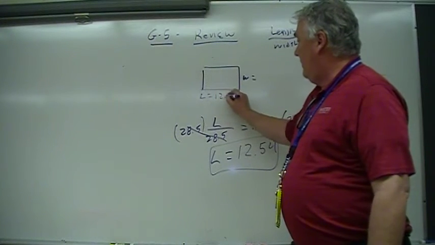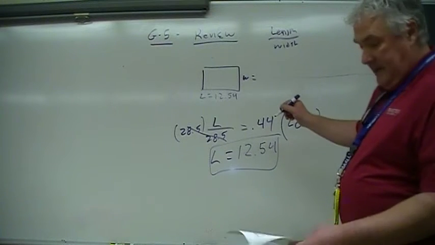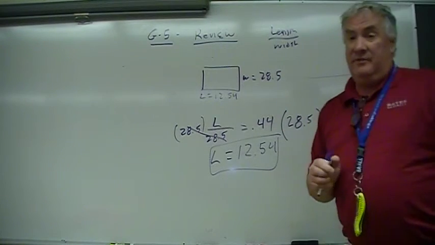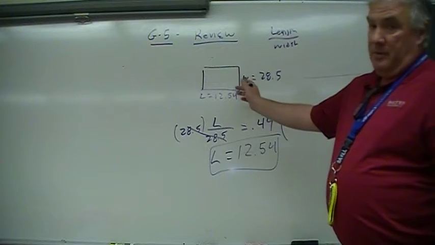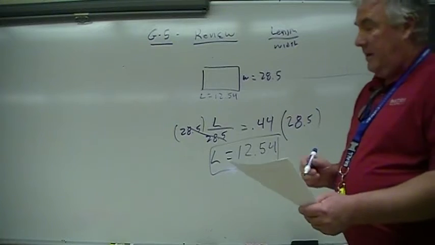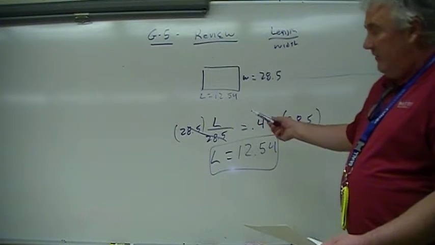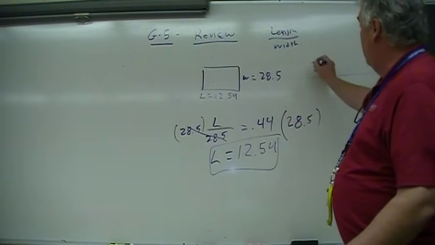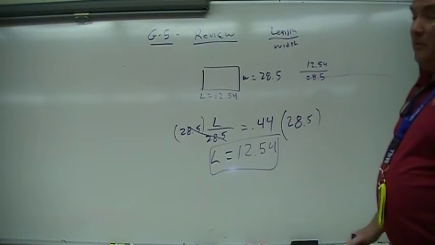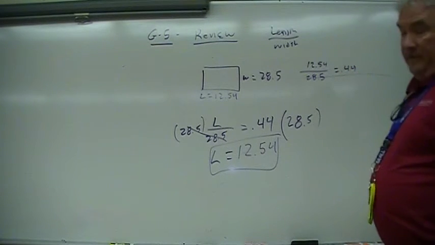So the length will be 12.54. The width we gave you was 28.5. Now, my apologies, visually, this doesn't quite match up. Okay, so it's not drawn to scale, but the figures just kind of show that's what it would be. Let's go back just to make sure it's okay. The ratio of length to width is 0.44. So if you do this divided by this, you will get 0.44.